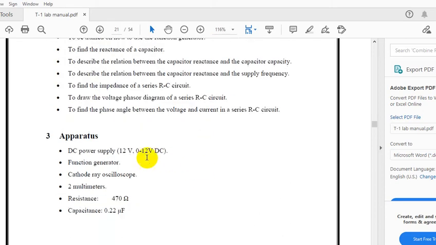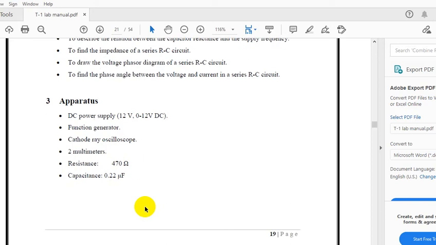So what are the main apparatus we are going to use here? DC power supply. As I told you in the previous class, in the same power supply you have two parts, DC part and AC part, so the power supply is the same. Function generator, and when we come to the experiment I will show you the cathode ray oscilloscope, CRO. Two multimeters, you are familiar with the multimeter. A 470 ohm resistor, a potentiometer, and a capacitor of 0.22 microfarad.